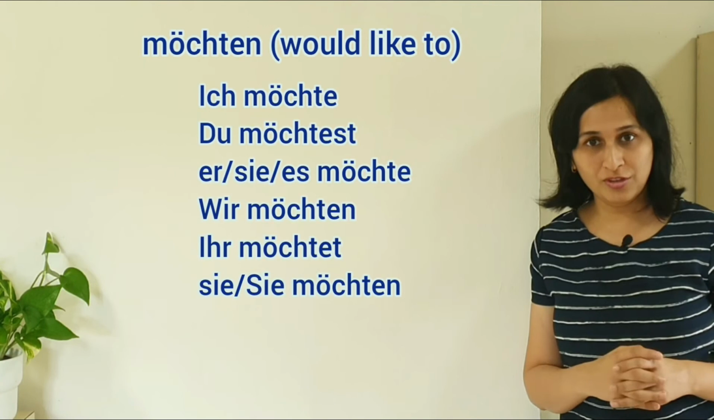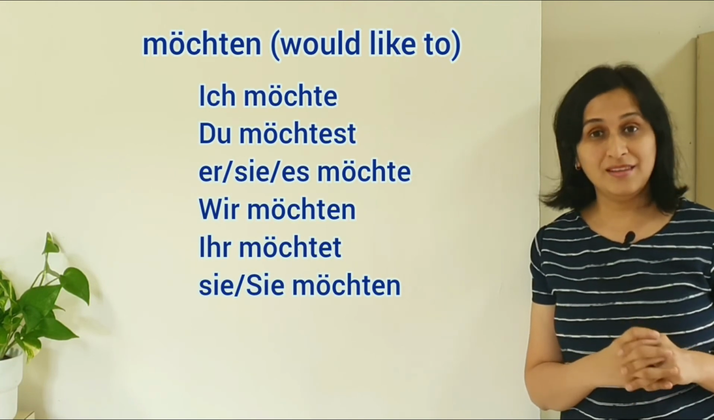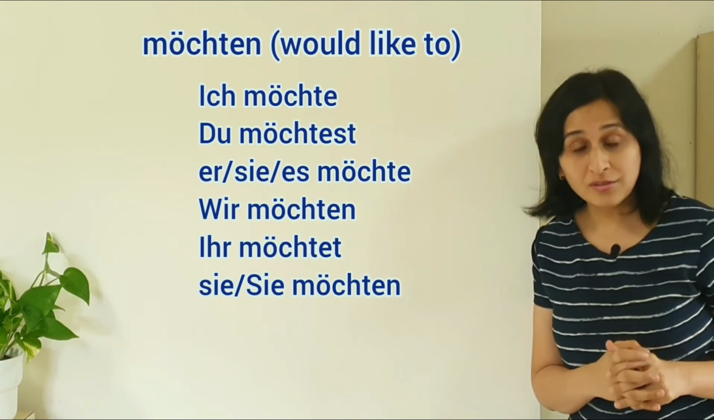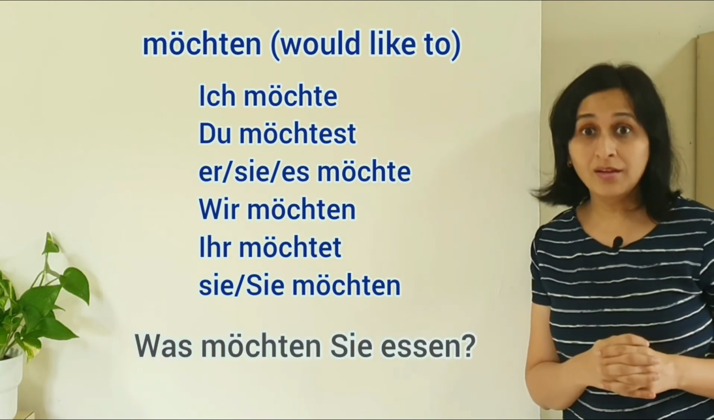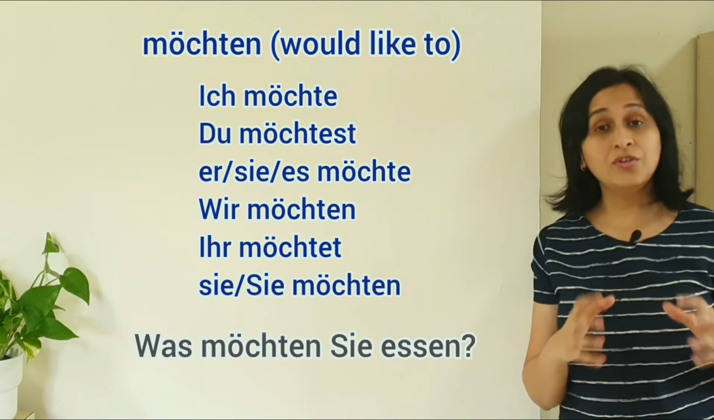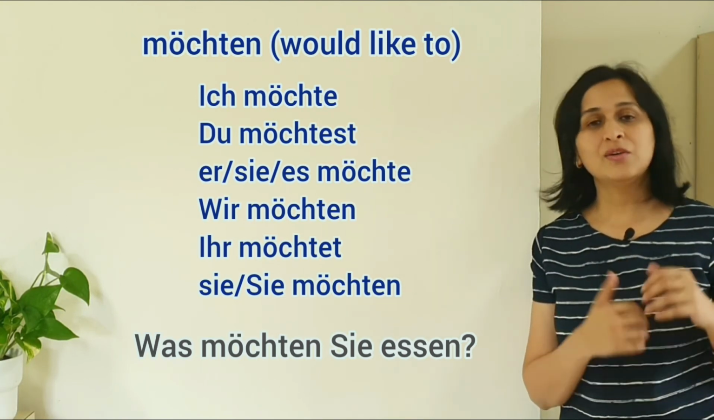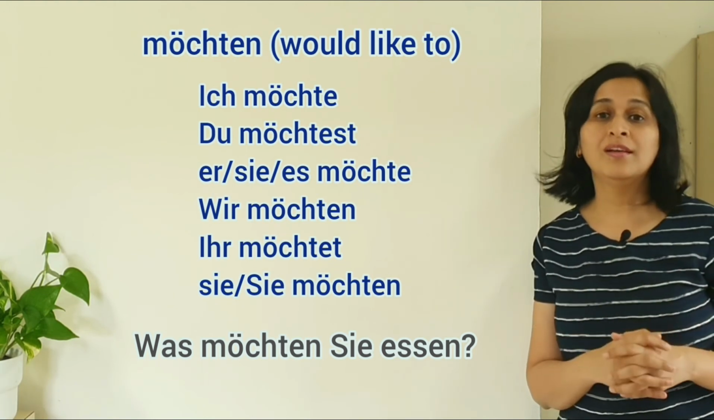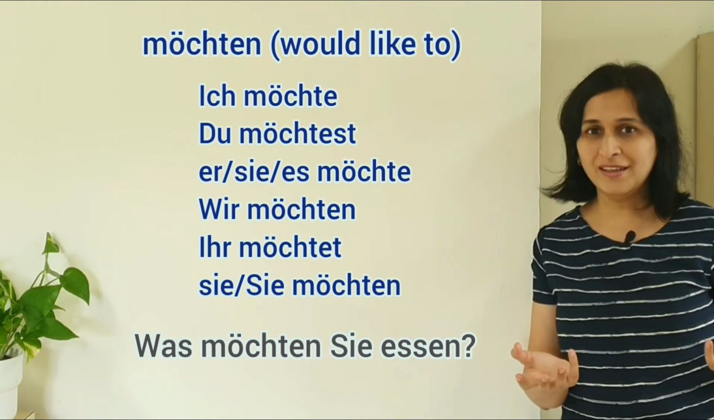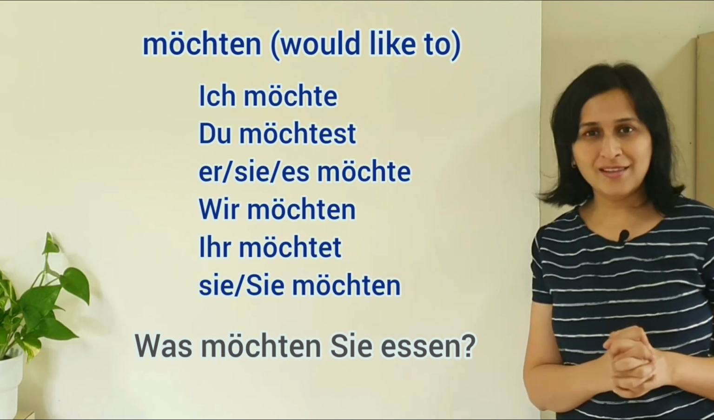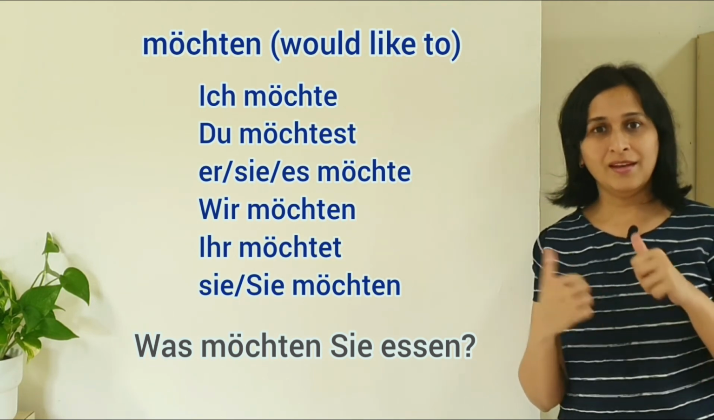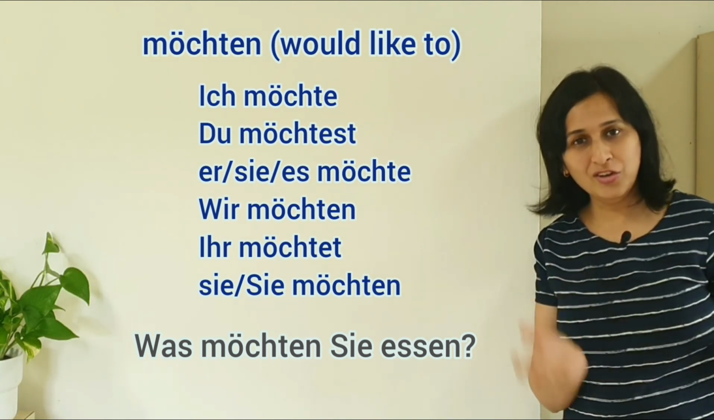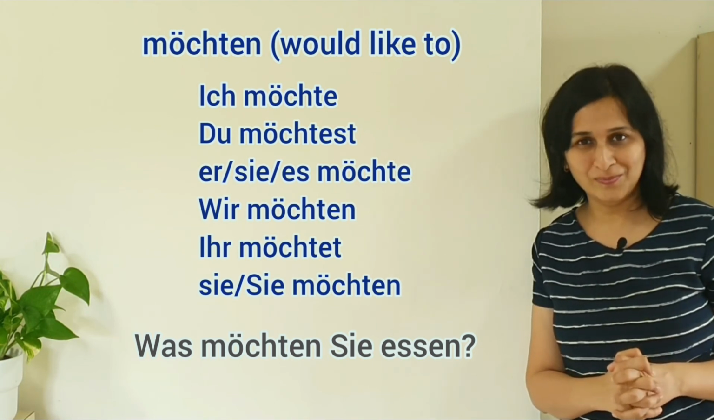And the last modal verb is möchten. Ich möchte, du möchtest, sie/es möchte, wir möchten, ihr möchtet, sie möchten. Zum Beispiel, was möchten Sie essen? What would you like to eat? This is a W-Frage, and as per the rule in W-Frage we put the conjugated verb on position 2. That is why möchten is conjugated as per Sie and it is on position 2, and another verb essen is at the end of the sentence in infinitive form.